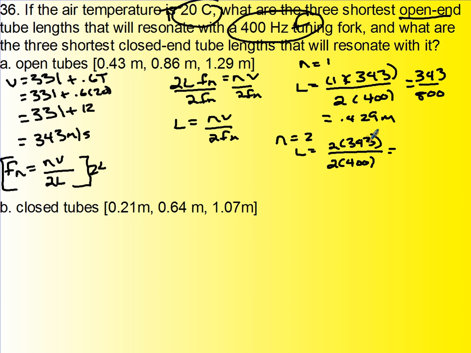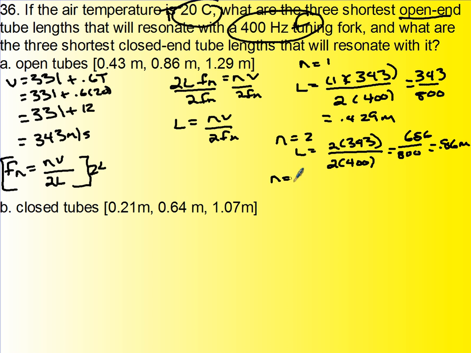So 2 times 343 is 686, divided by 800 is 0.875. I'm just going to call that 0.86 meters.